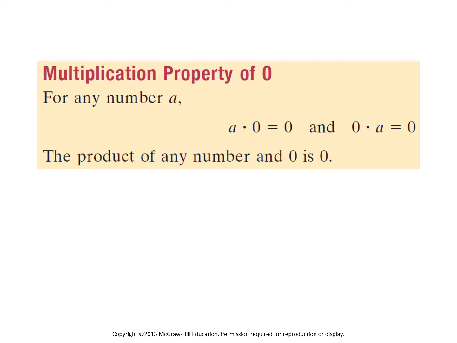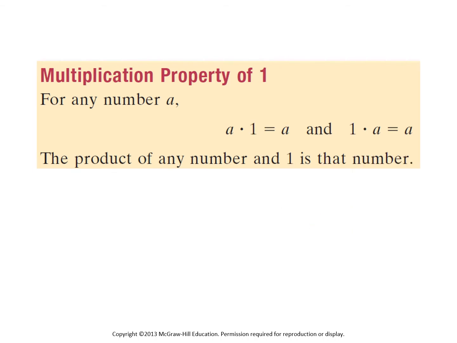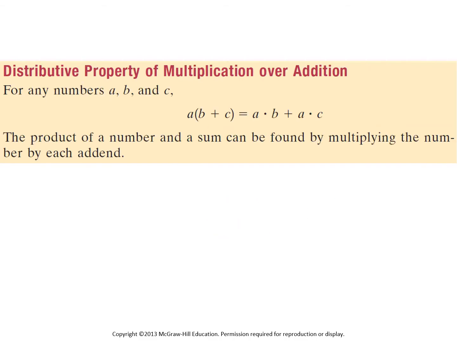The multiplication property of 0 tells us that if we multiply any number times 0, our product is equal to 0. The multiplication property of 1 says that if we multiply any number times 1, we get that number.